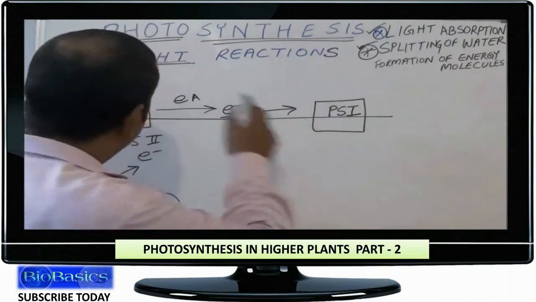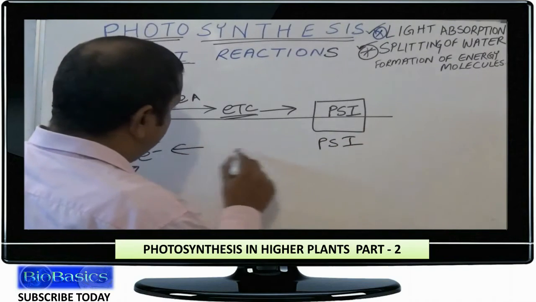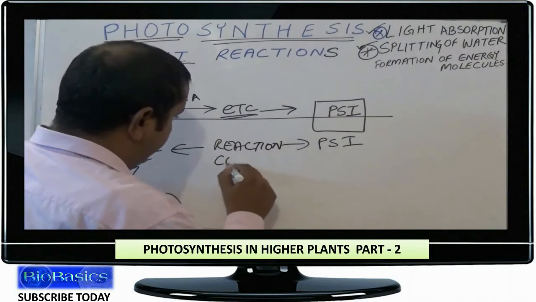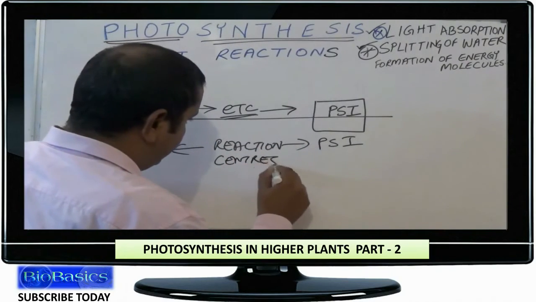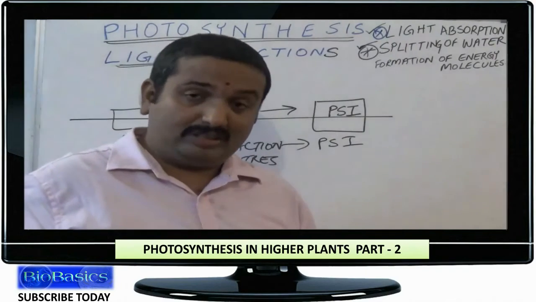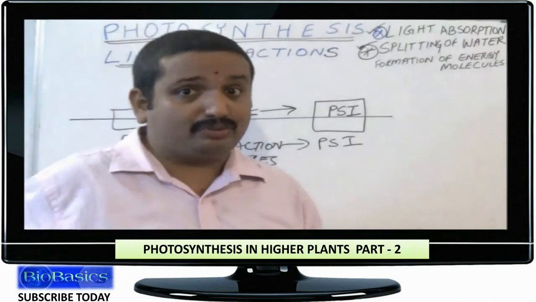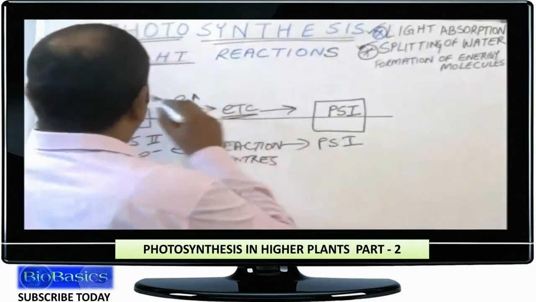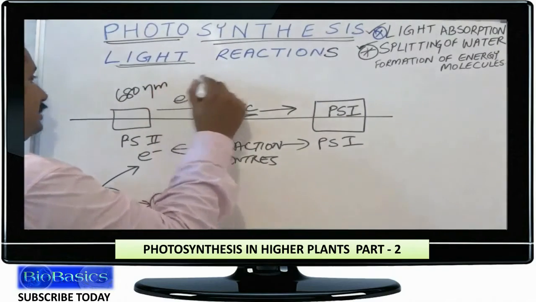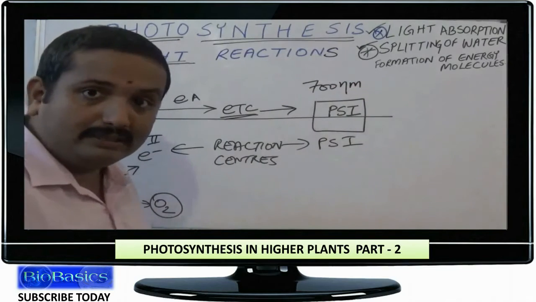This was discovered first, this is discovered later. So this is photosystem 1, and these two are also called reaction centers, and the pigments which are responsible for exciting the electrons are also called light harvesting complexes or pigment complexes. So there are different names for all of these things. Now this absorbs light at a wavelength of 680 nanometers. This absorbs wavelength at 700 nanometers.